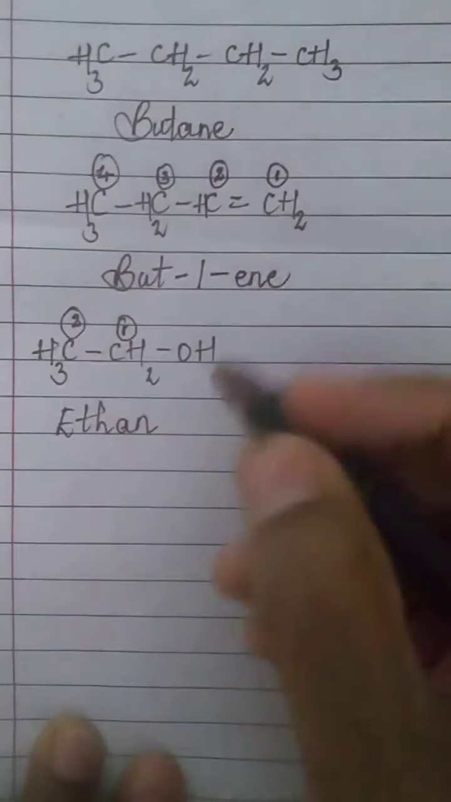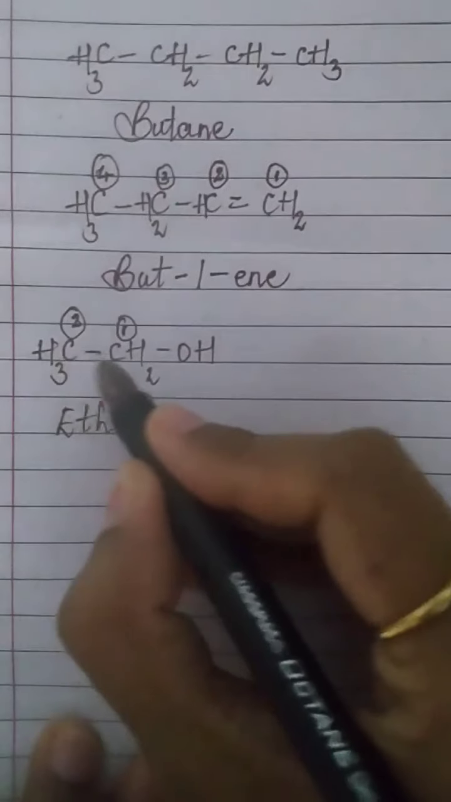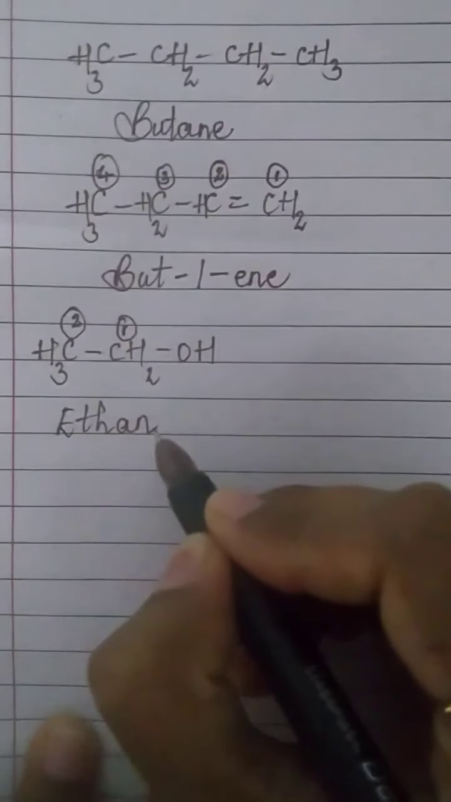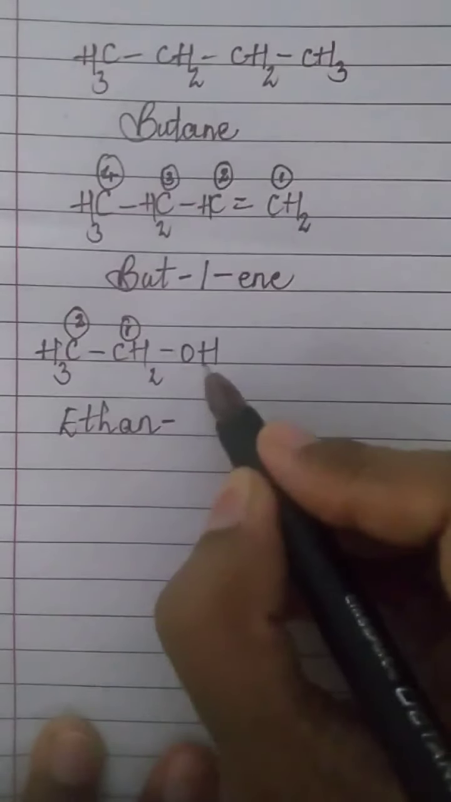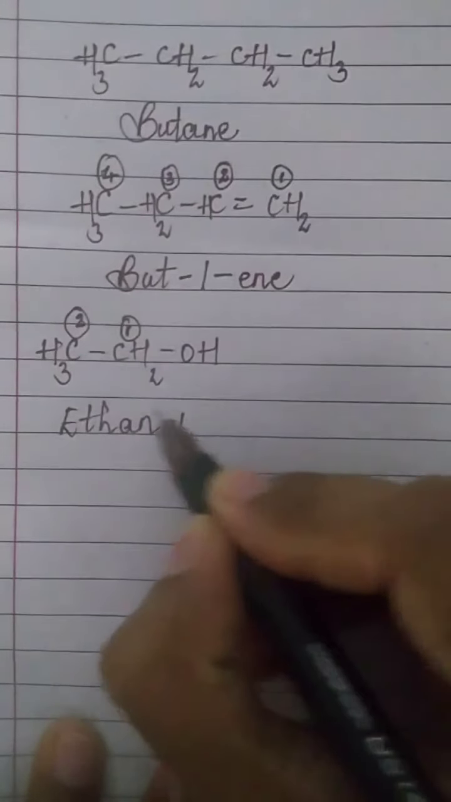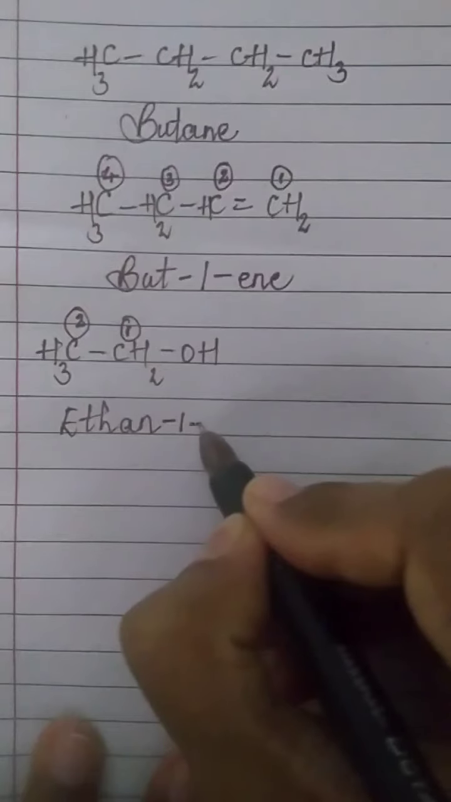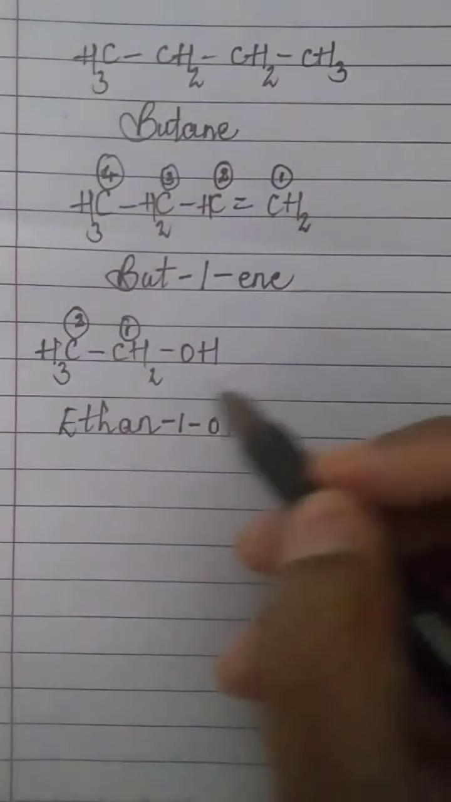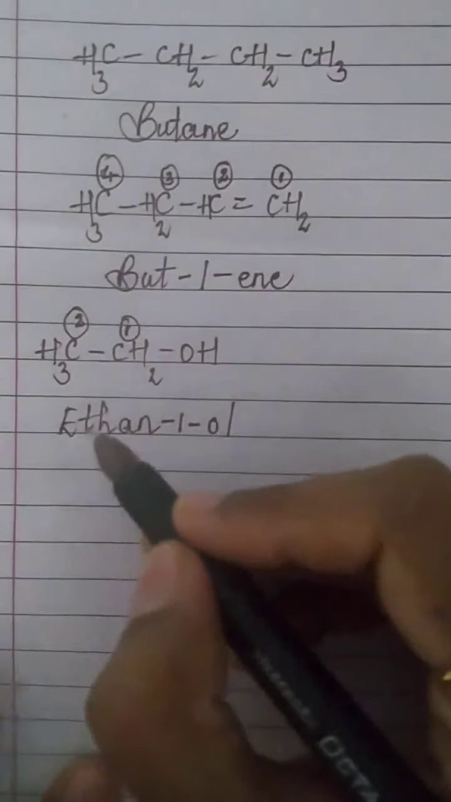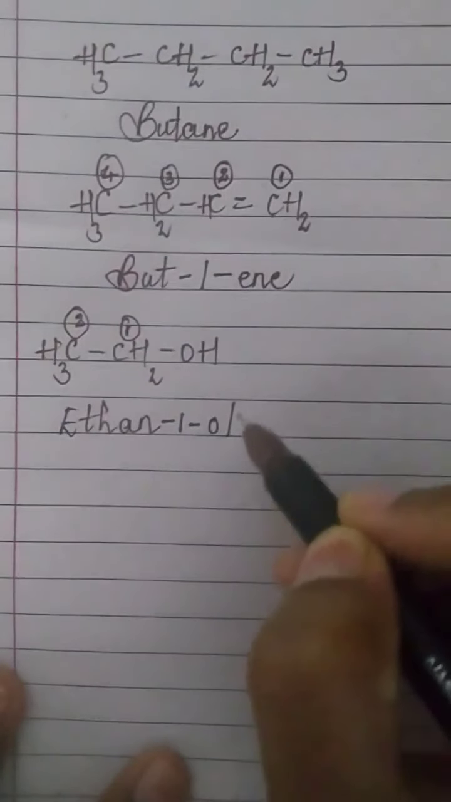So, how will you write the IUPAC name here? Methane, ethane. So, ethane. The "e" you will cancel. Dash. To which carbon is the functional group attached? The first carbon. So, ethane dash 1 dash ol. Instead of writing ethanol, the common name, the IUPAC name is ethane-1-ol.